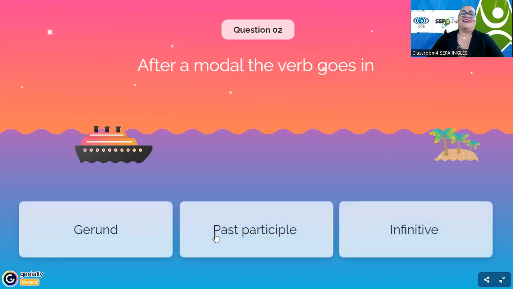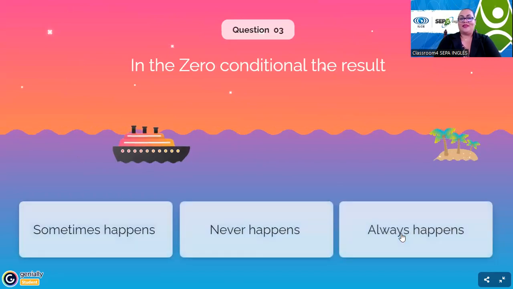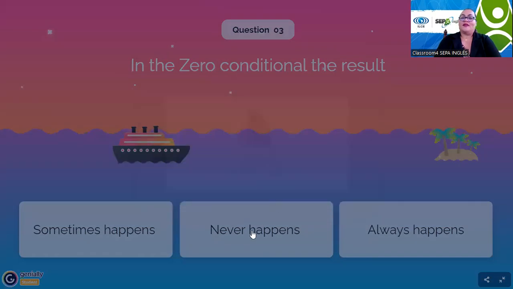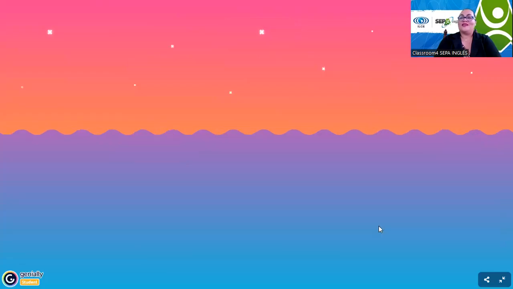Mustn't. After a modal, the verb goes in... después de un modal, el verbo va en gerund, gerundio, past participle, participio, or infinitive. Of course, infinitive. In the zero conditional, the result sometimes happens, no, never happens, always happens. Yes, that's right.